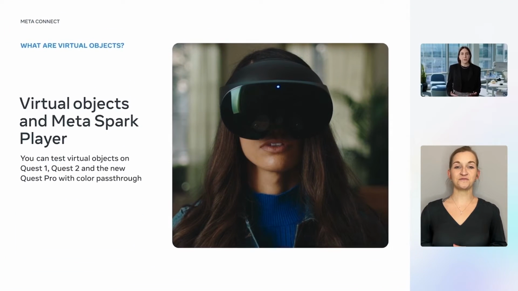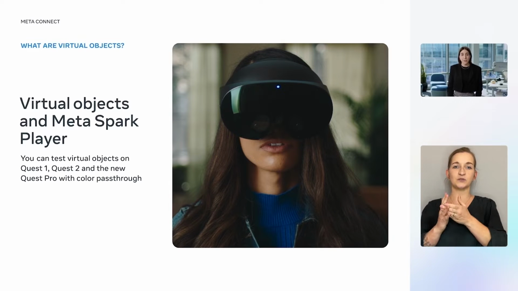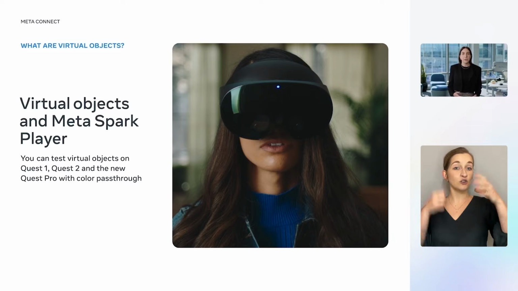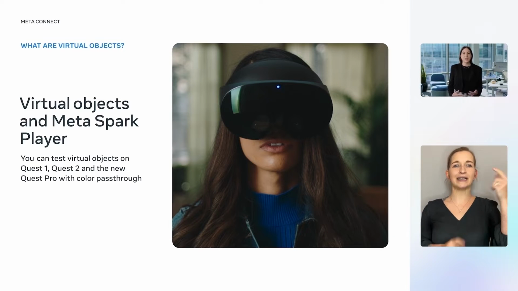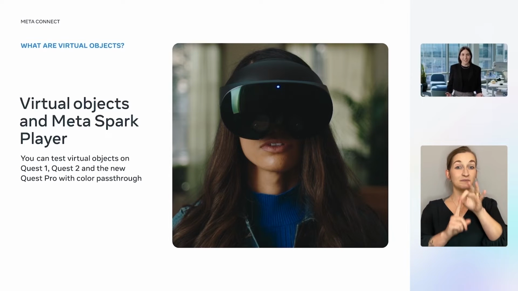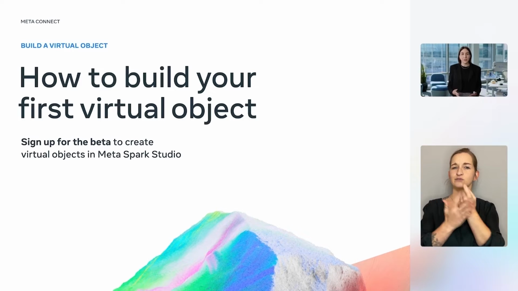Once you create virtual objects, you'll be able to test them through the Metaspark Player app, which is also launching in beta today. The new Metaspark Player app allows you to test virtual objects on the MetaQuest family of devices to better approximate future AR glasses. This is particularly true on MetaQuest Pro, our newest device, which has color pass-through. Let's get started with creating your first virtual object.